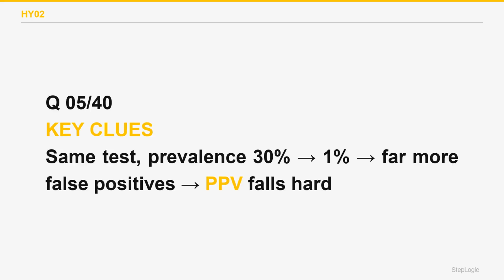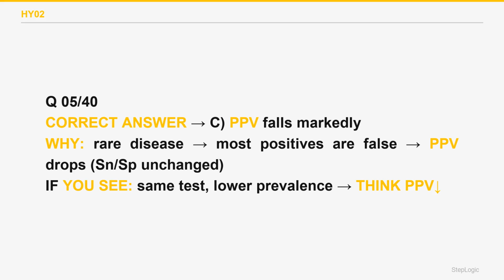PPV depends heavily on prevalence. When disease is rare, even a good test produces mostly false positives, because the huge healthy group generates many positives while the tiny disease group generates few. At 1% prevalence, a 90-90 test has a PPV of only about 8%, so PPV falls markedly compared with a 30% prevalence clinic. Sensitivity and specificity, being test properties, do not change. The correct answer is C.